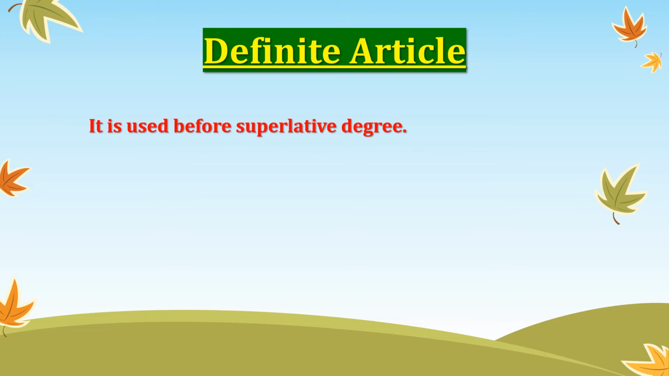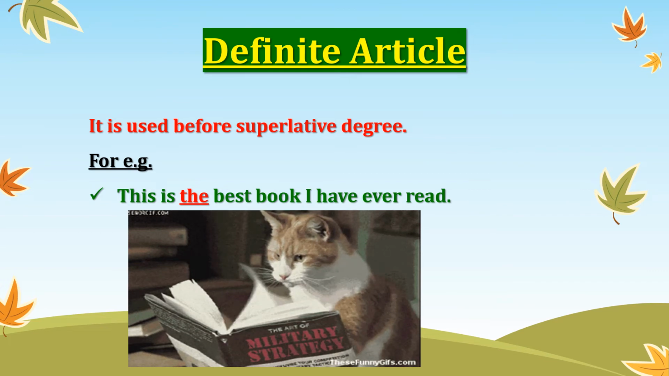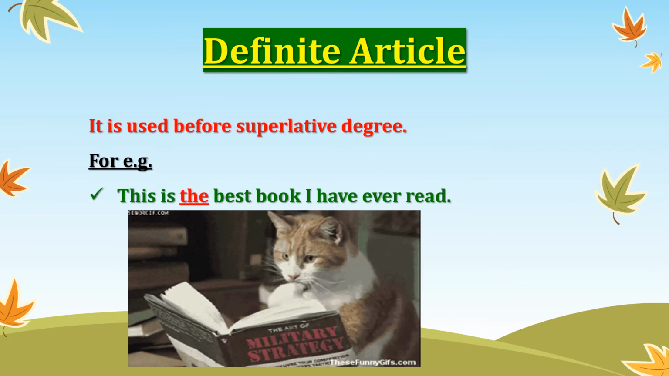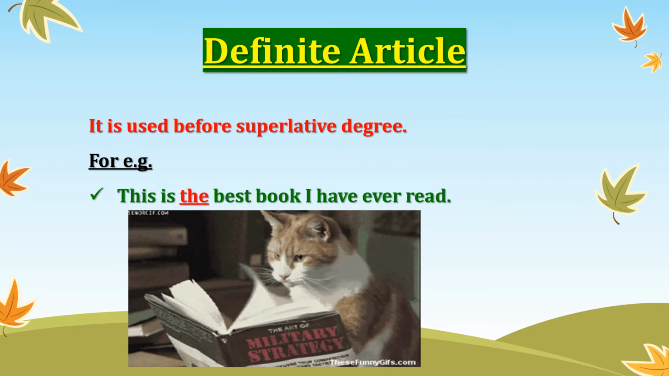The is used before superlative degree. Superlative degree means the highest degree. If you remember, we have already discussed degrees of comparison, and there are three degrees of comparison: positive, comparative, and superlative degree. This article the is always used with superlative degree. Let us have a look at an example now. This is the best book I have ever read. Best over here is superlative degree. So that is why we have to use the before it.